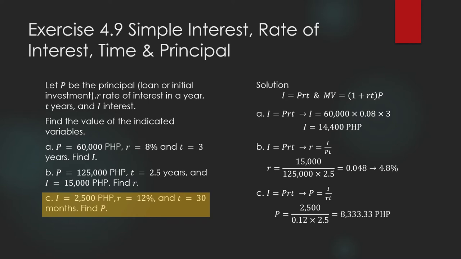The principal is equal to 2,500 pesos divided by the rate of interest per year, which is 0.12, and then times 2.5. Now, where did 2.5 come from? It came from this, 30 months. So our rate of interest is in terms of rate of interest in a year. And 30 months is equal to 2.5 years. And so our principal is 8,333.33 pesos.